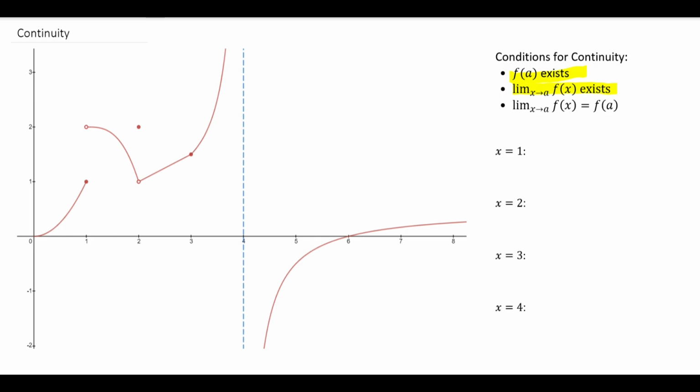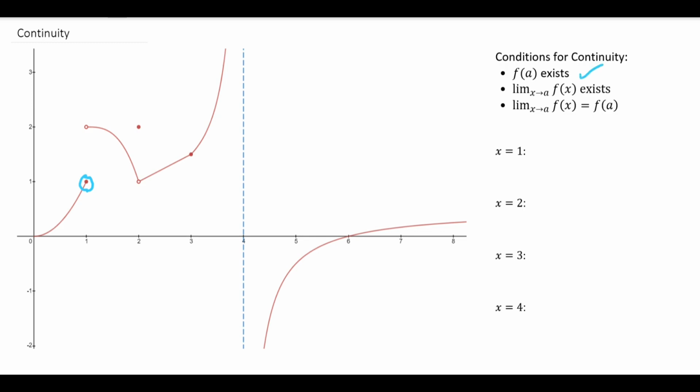And if that works, then the last thing that you need is for the limit as x approaches a of f of x to be equal to f of a. Okay, so let's start with x equals 1. First of all, f of a exists because if you go to 1 and check it on the diagram, f of 1 equals 1, so f of 1 exists.